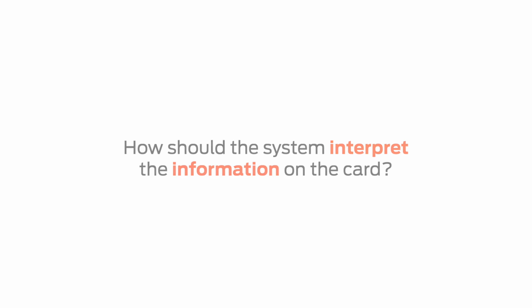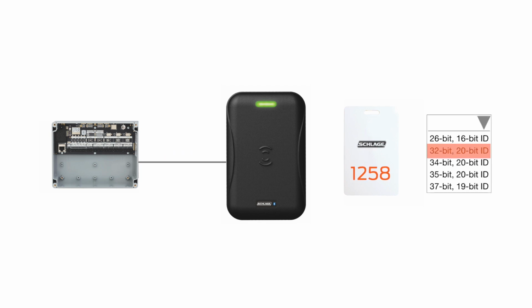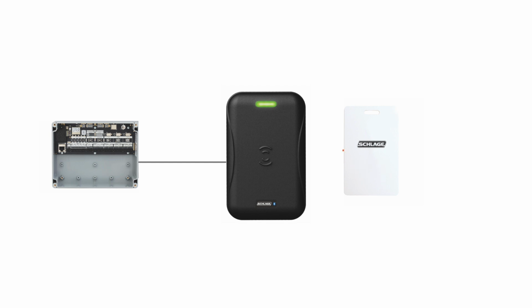information on the card? When you hold up a card to a reader, the reader's job is to read it off the card and send it on to the access system. What you might not know is, the number doesn't always look the same way on every card. And it's often more than just one number. In fact, most of the time, it's two.